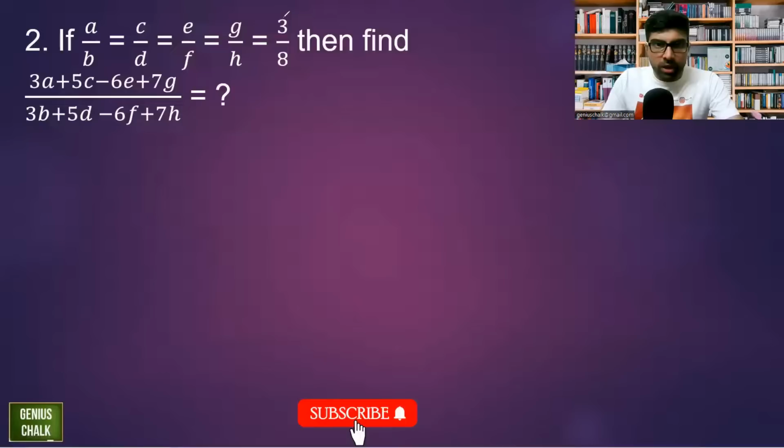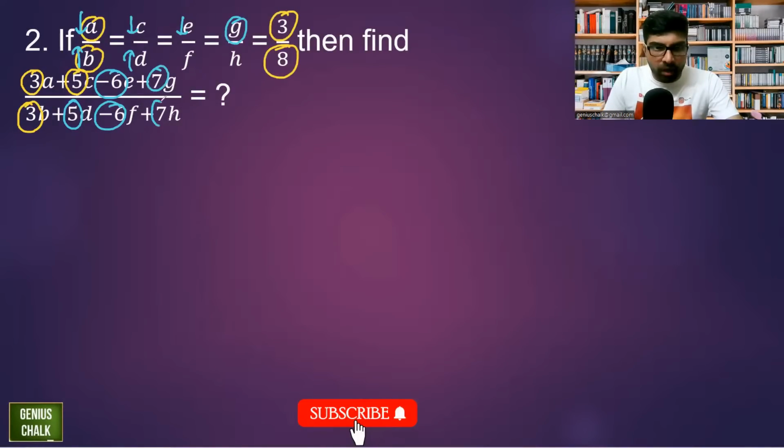If all these ratios are equal to 3 by 8, then see, this A is getting multiplied by 3, so that's why B is also getting multiplied by 3. This C is getting multiplied by 5, and you can see that D is also getting multiplied by 5. So whatever operation I am applying in A, the same operation I am applying in B, as well as C and D. Again for E, subtracting -6, right? And then it is again adding with a multiplying factor of 7.